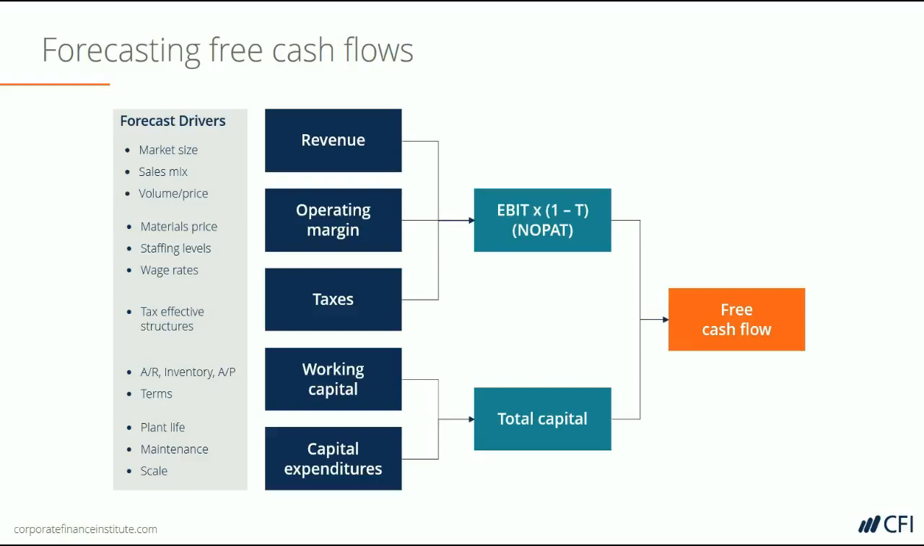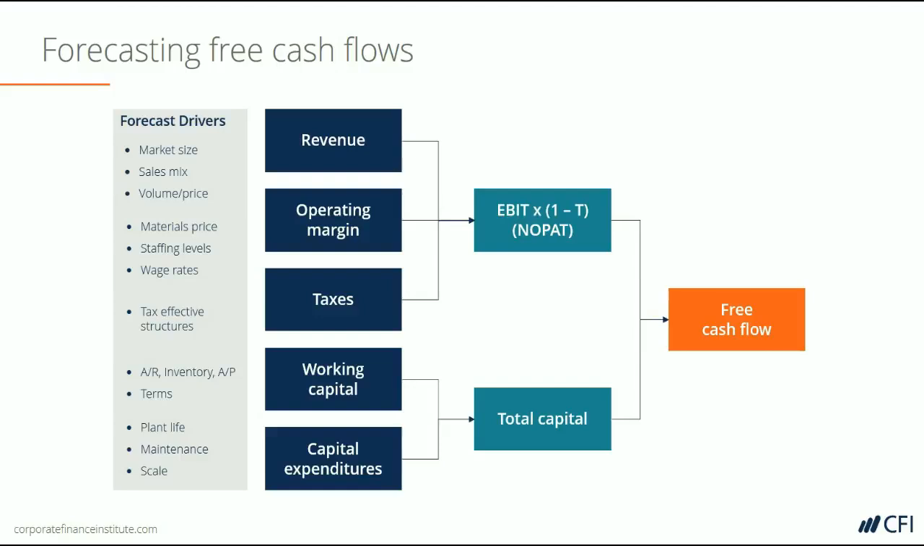But let's go all the way back to the forecast drivers on the left here. We need to factor in things that we did in our previous analysis. You'll recall from things like Porter's 5 forces, PEST, strategic advantage, competitive advantage, management team, all of these kinds of things. These are what impact the drivers. So we have things like market size and market share, sales and product mix, the pricing power of the business, the material price inputs affected by macroeconomic impacts, staffing levels, wage rates, etc., tax structures from governments.